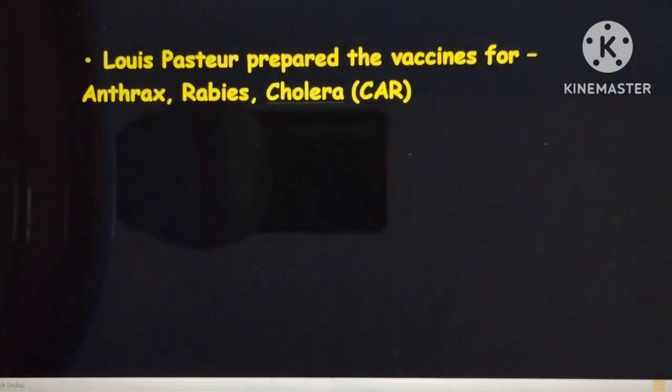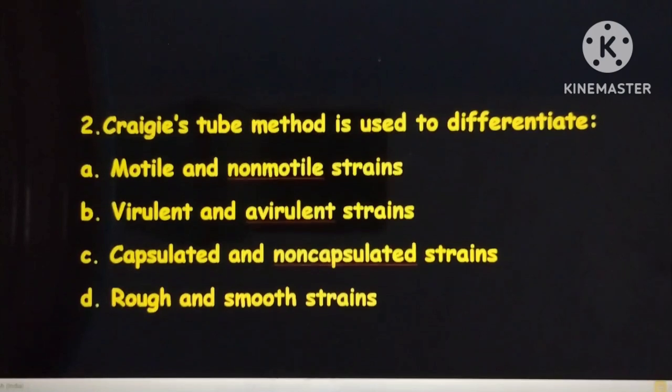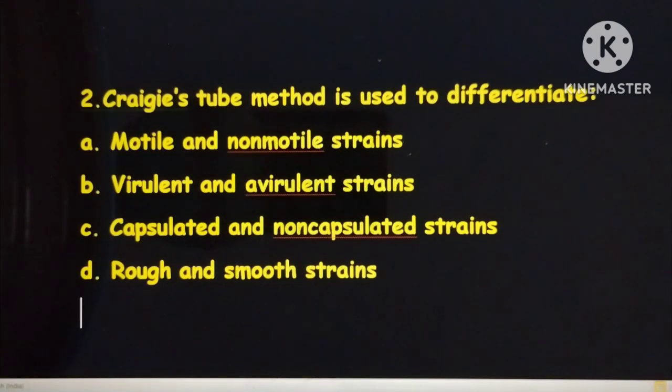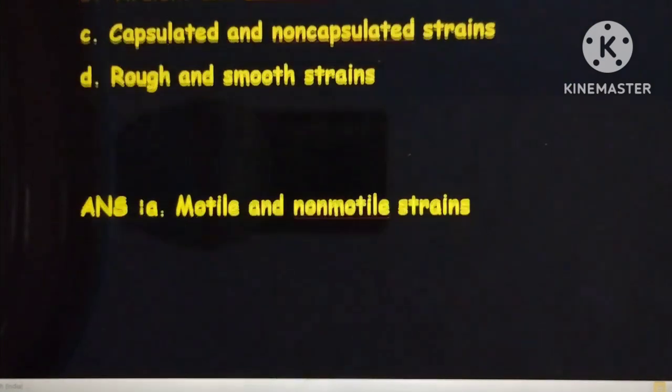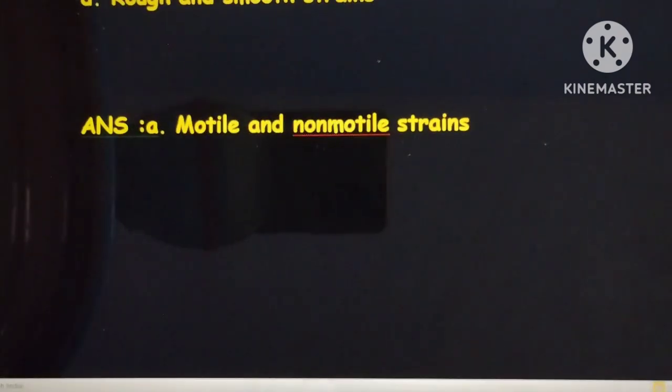Okay, so next is: the Craig's tube method is used to differentiate motile and non-motile strains, virulent and avirulent strains, capsulated and non-capsulated strains, rough and smooth strains. Friends, this has been asked in previous year questions. I have been posting only the important and previous year questions which have been asked, and soon I will be posting the high yield topics also in the same videos. So friends, here the answer is motile and non-motile strains.